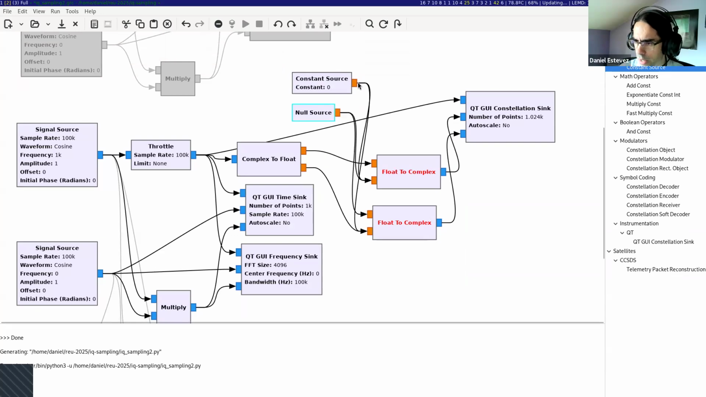And of course, I cannot connect the same. Yeah, I wanted to connect it like this. I cannot connect the two of them at the same time. You cannot connect two outputs to the same input. So I'm going to remove this.